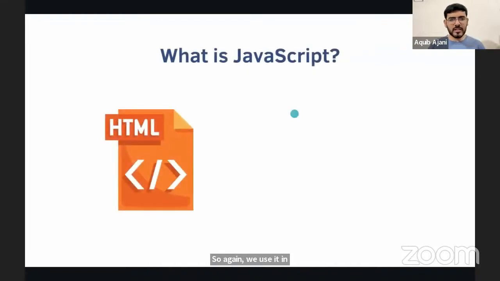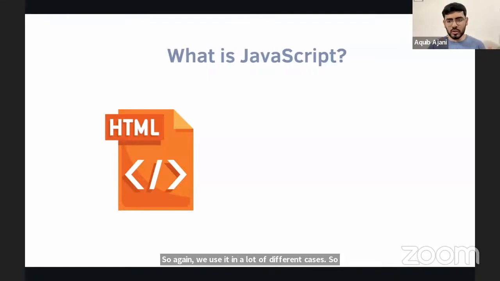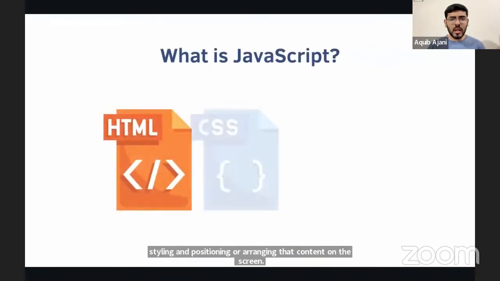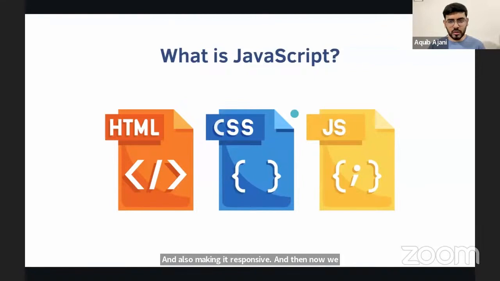So again, the idea is HTML is for adding content to the screen, right? All sorts of content. Then we have CSS. CSS is used for styling and positioning or arranging that content on the screen and also making it responsive. And then now we are adding JavaScript to the mix, which lets us write some logic and functionality. So they are three very different languages, right? And they are three very different things. They have three very different tasks.